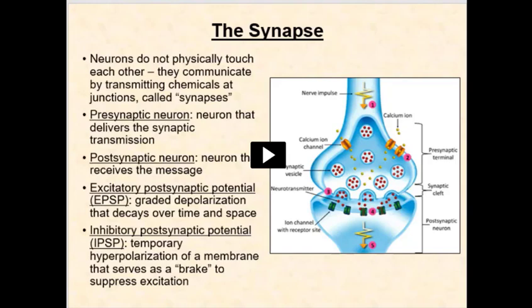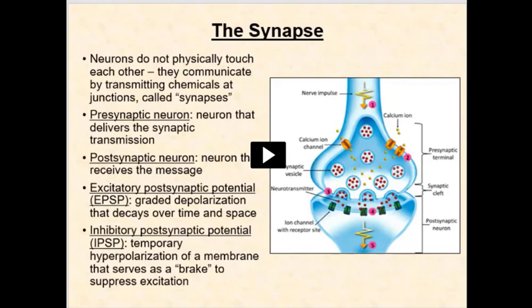But we've also been saying this word synapse over and over again. We've been saying that neurons don't actually touch each other. For example, if a neuron is going to stimulate a muscle, the end of the axon doesn't actually touch the muscle. There's a little space there called a synapse.